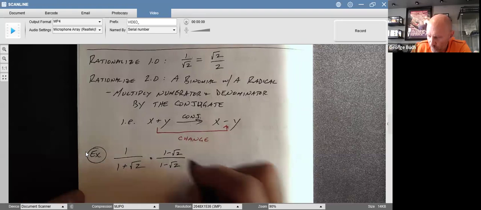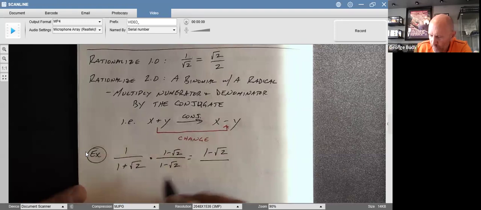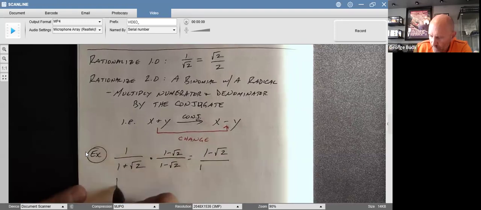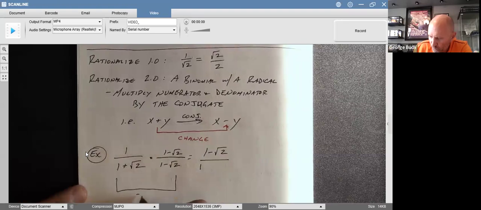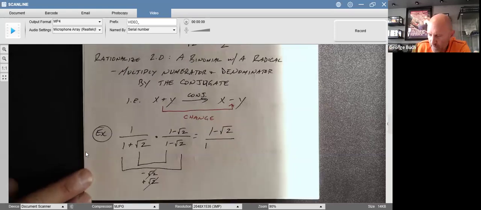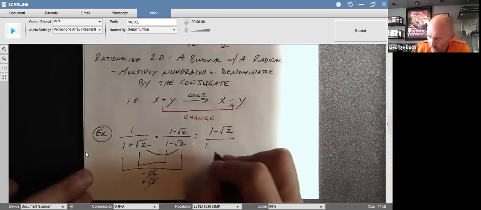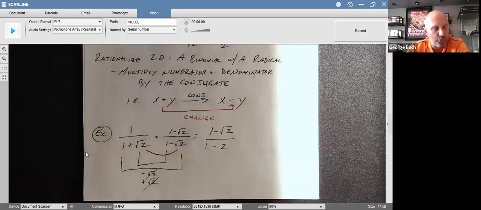The top stays 1 minus root 2. The bottom, when I FOIL it, I get 1 times 1 is 1. The outside is 1 times negative root 2, which is minus root 2. The inside is positive root 2 times 1, which is positive root 2. These are opposite, so they cancel each other out, which is what we want. Then last, positive root 2 times negative root 2 is minus 2. Root 2 times root 2 is root 4, and the square root of 4 is 2, so the root symbol goes away.